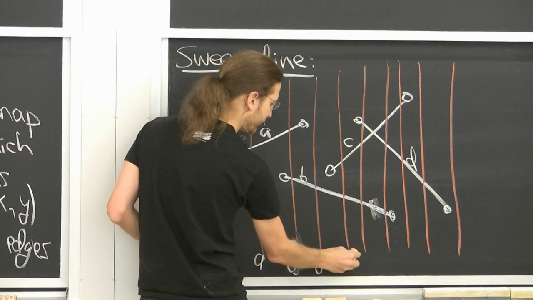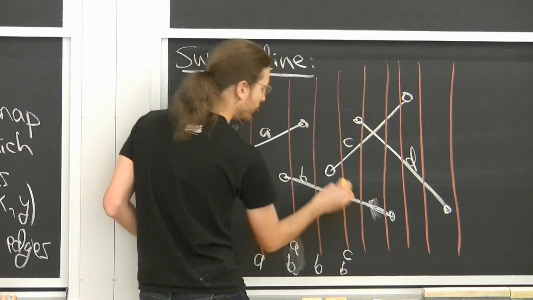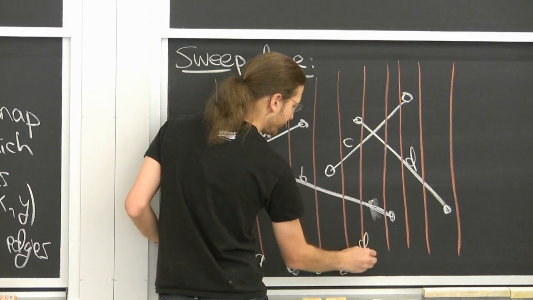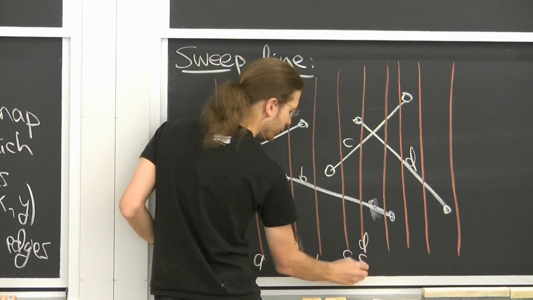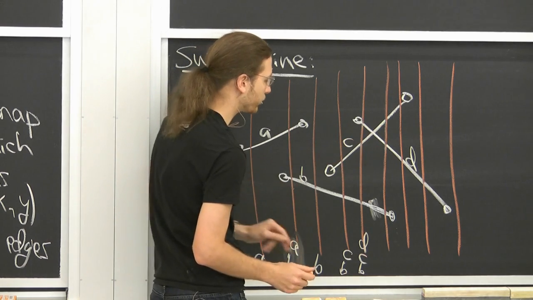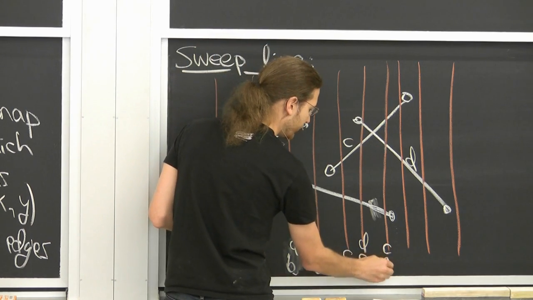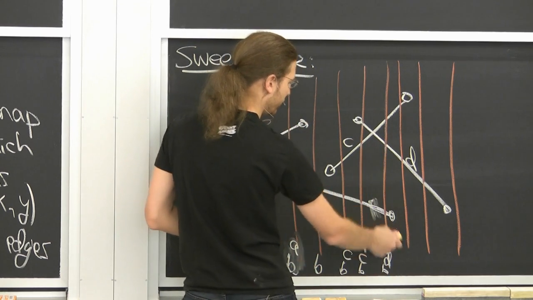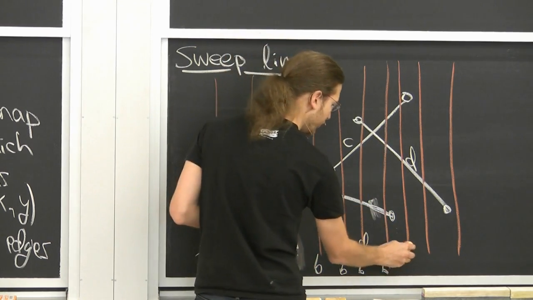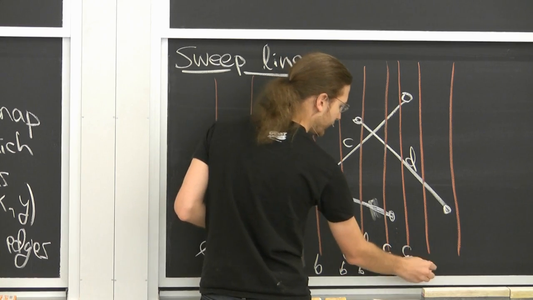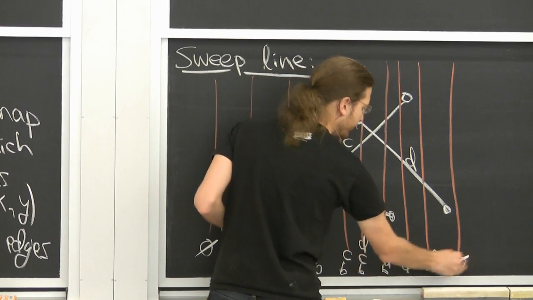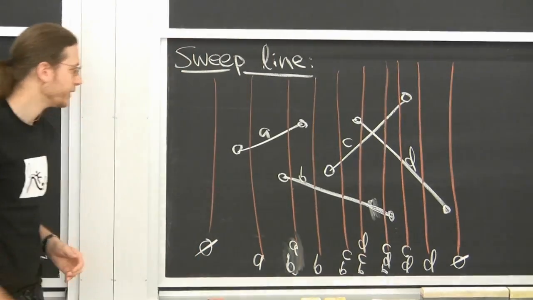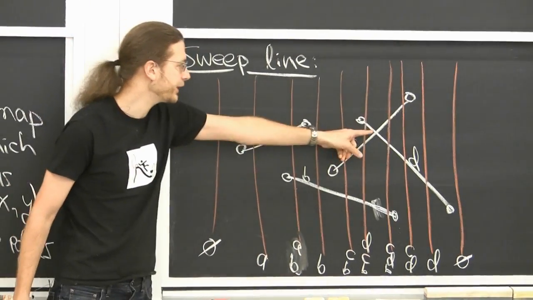Then we see C, C is above B. Then we see D, D is above C and B. Then C and D cross, so C and D change positions. And then we have B. Then we lose B. Then we lose C. Then we lose D. Okay, this is a classic algorithm for detecting these intersections.